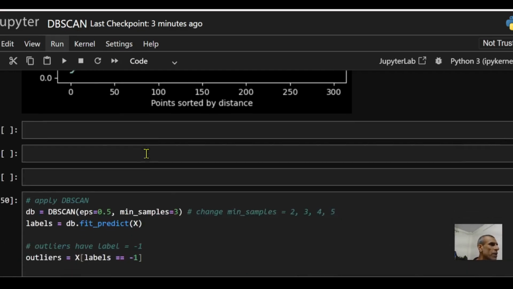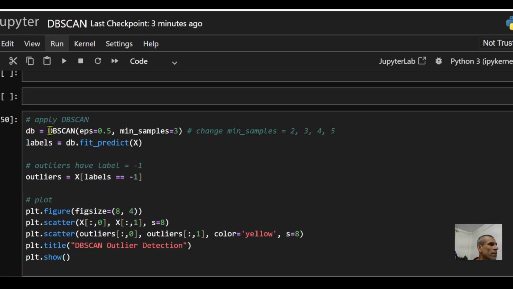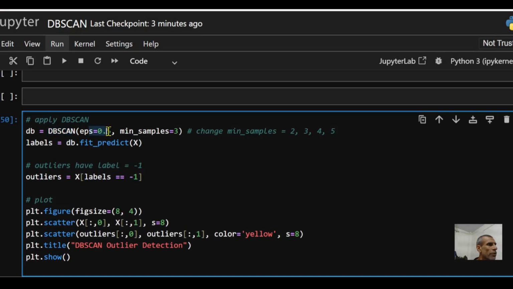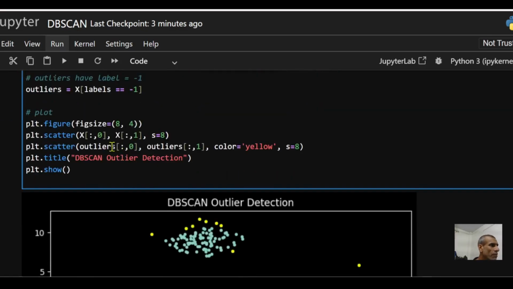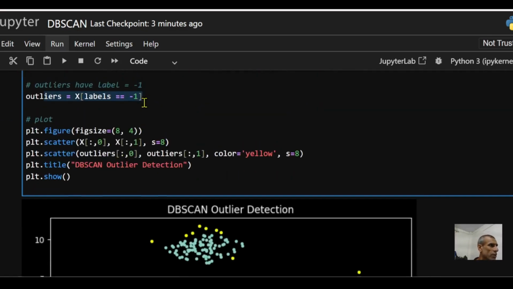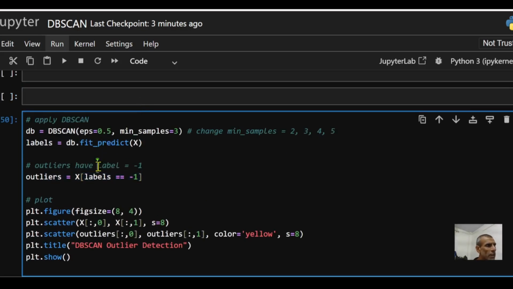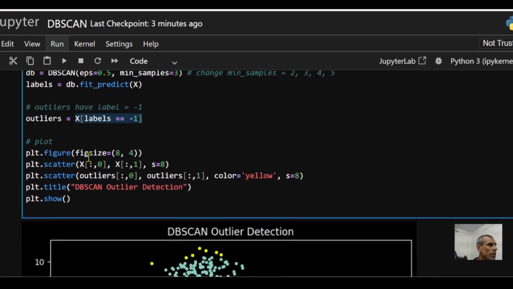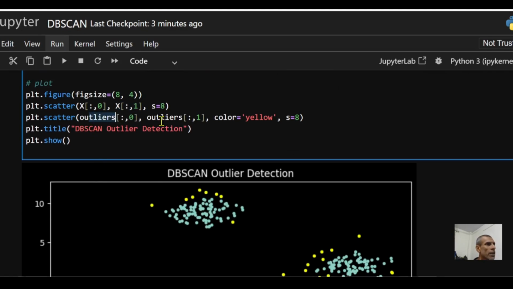So coming down over here, I am calling DBSCAN. I supply my epsilon 0.5, and my minimum number of samples, I specified 3. Then labels equals db.predict(X). Find your outliers. So anything that has a label equal to -1 will be an outlier. So I'm just extracting all those values that have label equal to -1. And then I'm plotting. I plot my X, this is my first feature, second feature, and I'm also plotting my outliers on top of that.